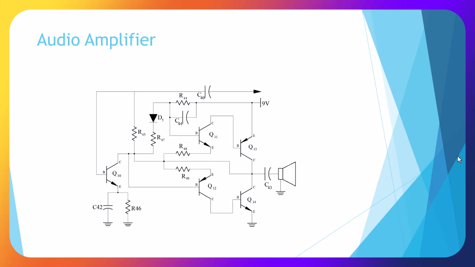Here's a schematic of our audio amplifier in our Elenco radio. Here we have the Q10 transistor. This one's operating at class A. And these Darlington pairs are class AB. At low levels, we operate at class A. As the levels increase, we start operating at class AB, which is not as clear as class A, but it is more energy efficient.